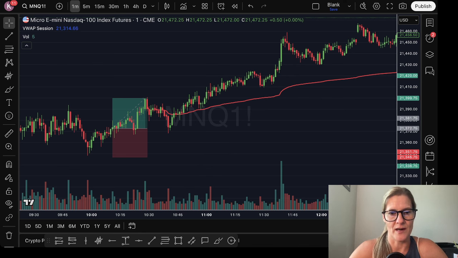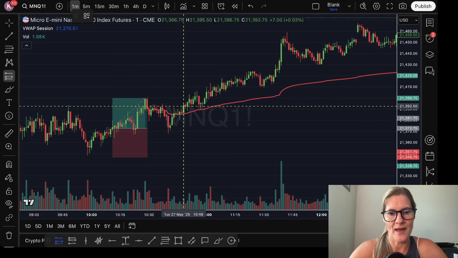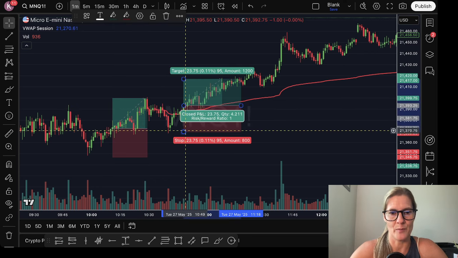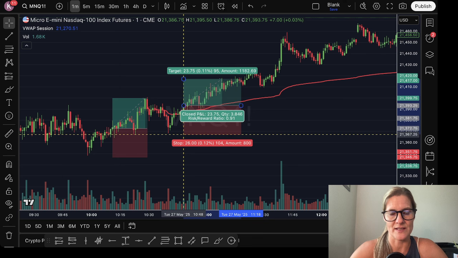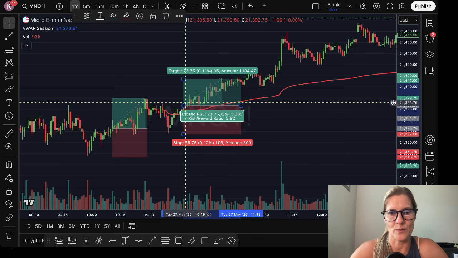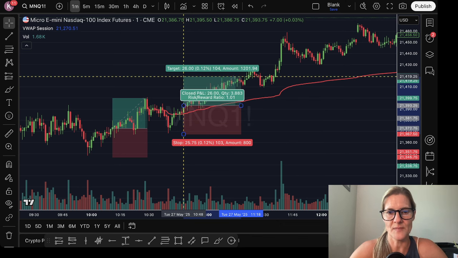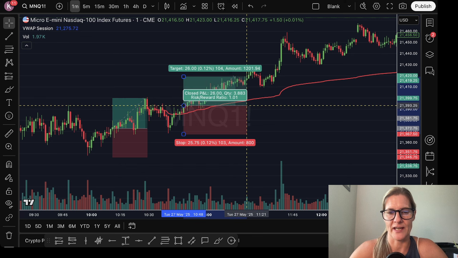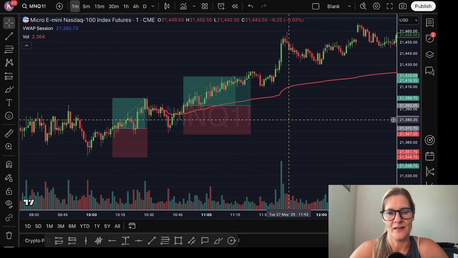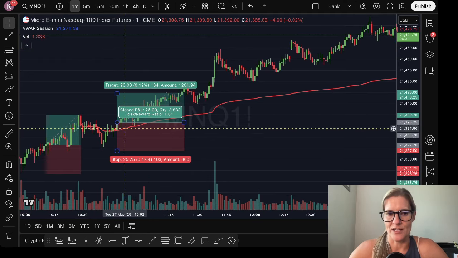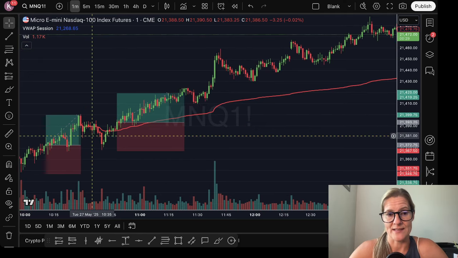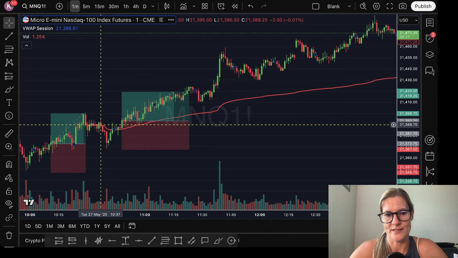So that is where I'm going to take my long at the top of that 1 minute close and put my stop loss here at the previous swing low. And again, we can stick with that same 1-to-1 risk to reward. And it would have hit your target right around here. All right. So obviously this isn't going to work all the time, but when you have a trending day, this is a really good strategy to take little scalps.